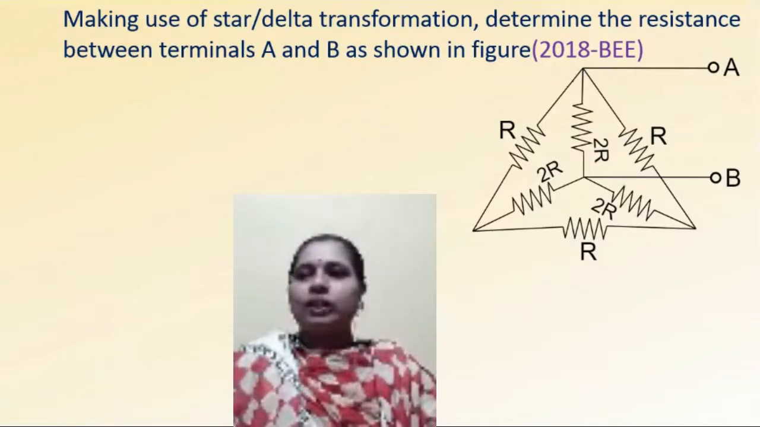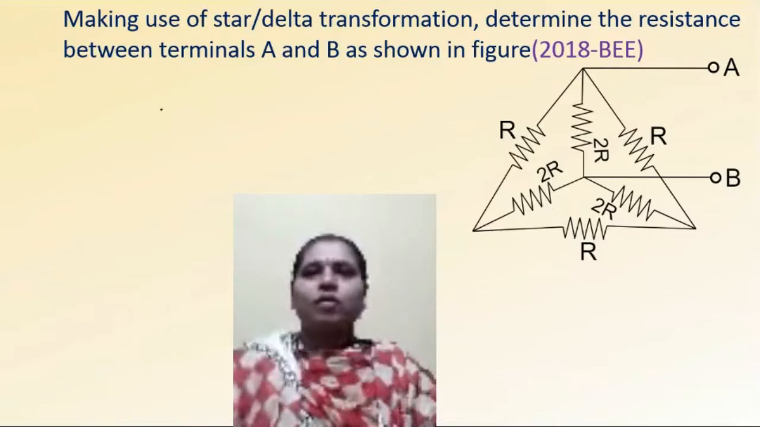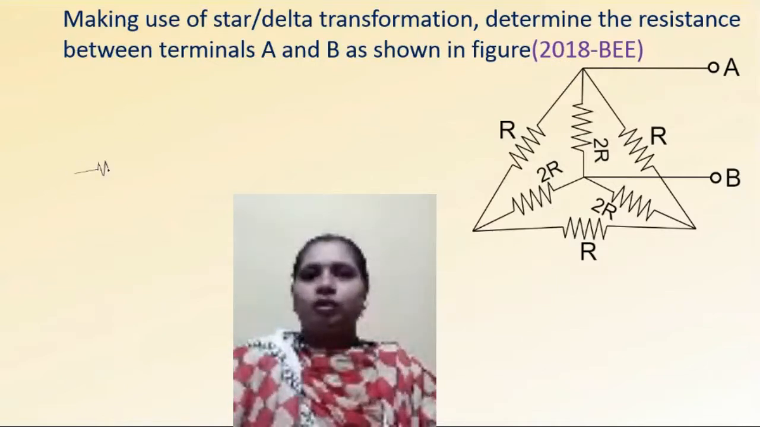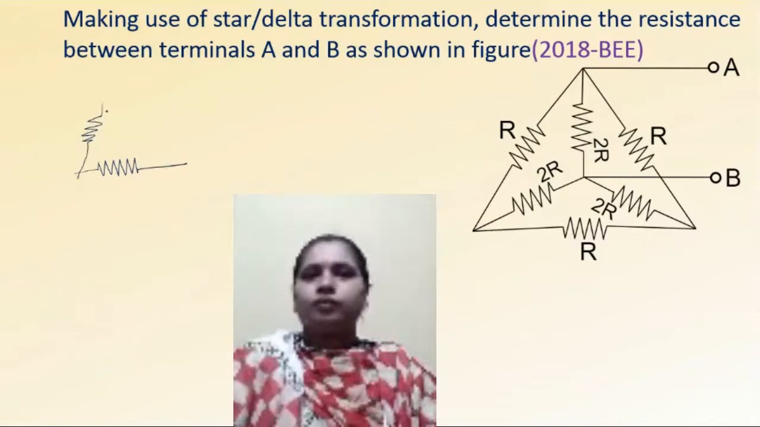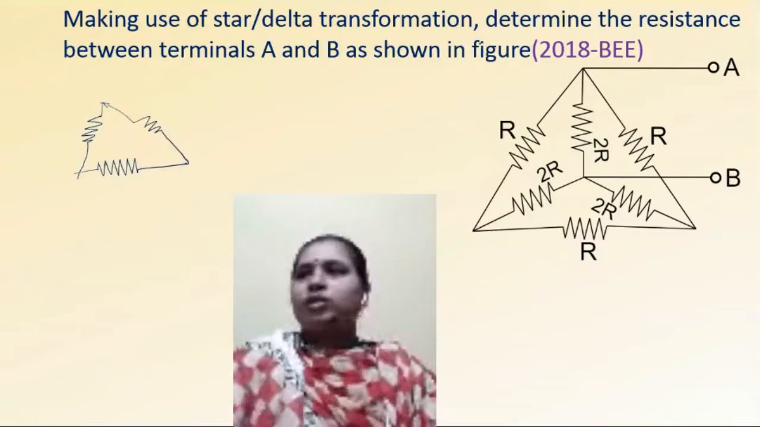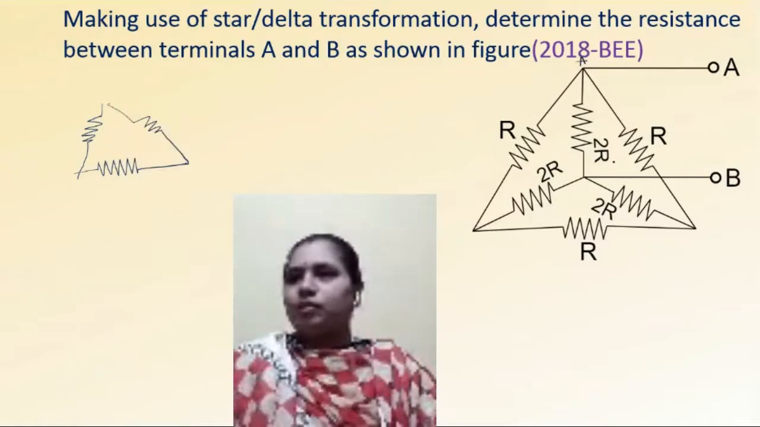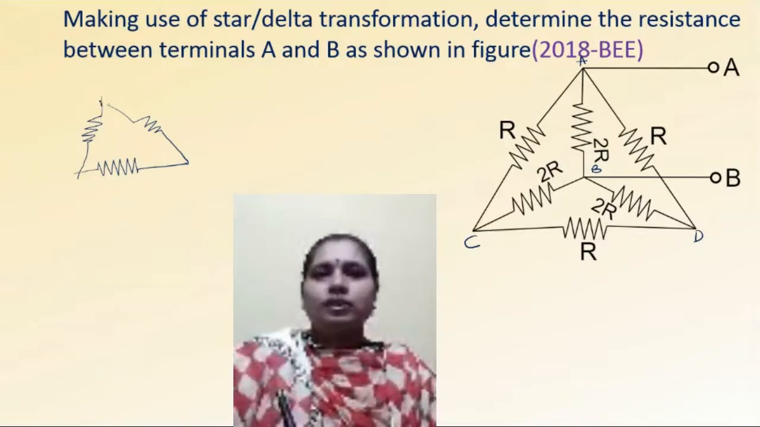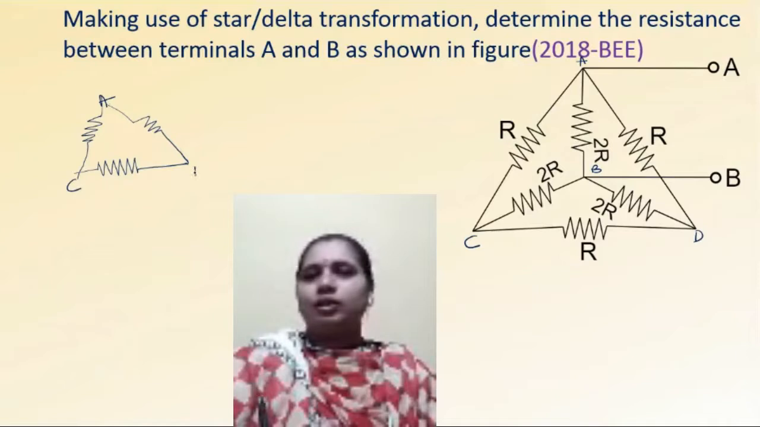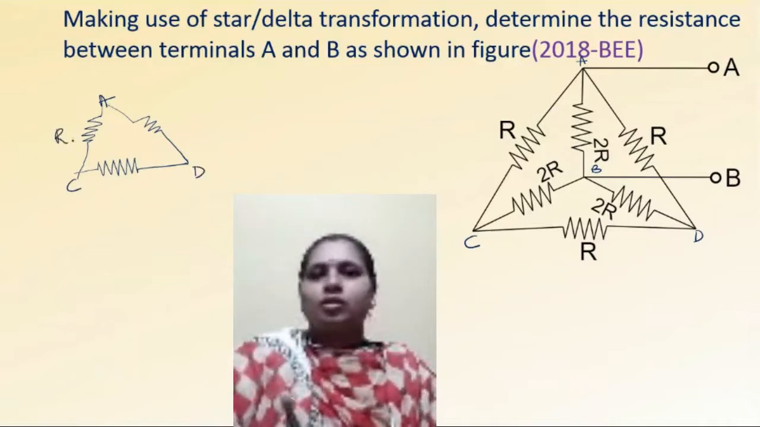So I am converting delta to star here. First let me draw this outer delta. This is the delta. Here it is A, it is B, right? Let us label the other points C and D. So here it is A, here it is C, here it is D. The value of the resistor here is R, here also R, here also R.